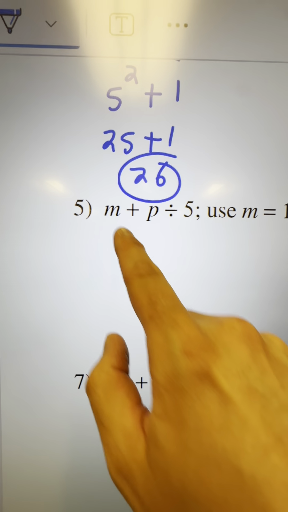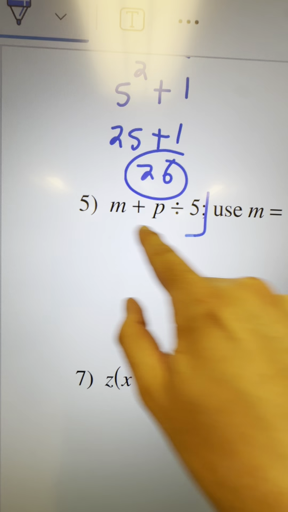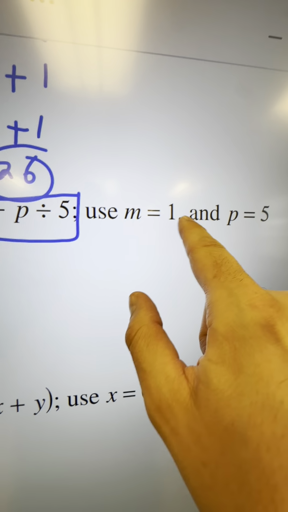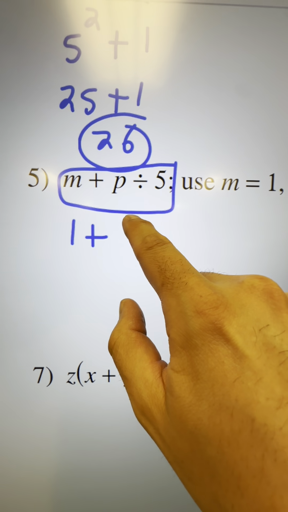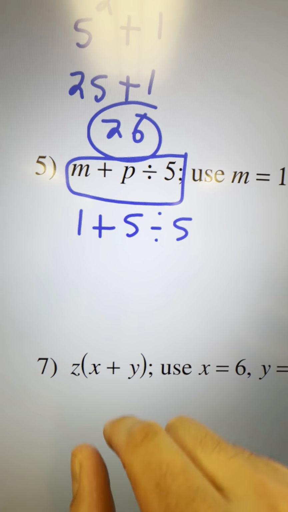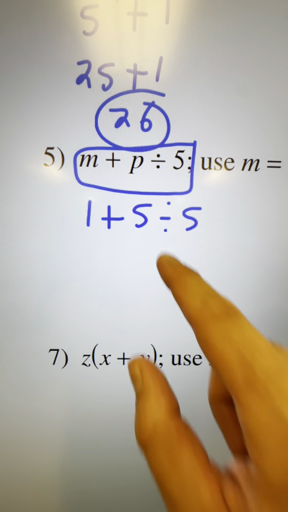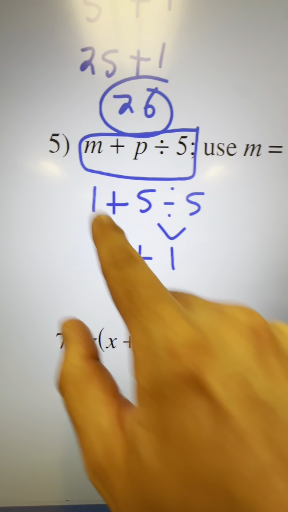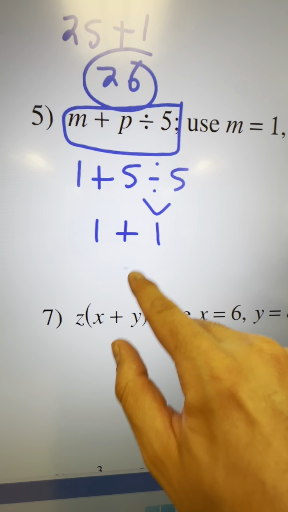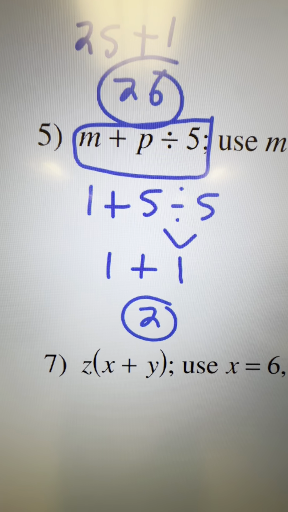Example number 5, again, this is the problem here. Replace m with 1. So 1 plus, how much is p? P is 5. So 5 divided by 5. What's first? Add or divide? Division is first, so 5 divided by 5 is 1. I bring down my 1 plus, and 1 plus 1 gives me a total of 2.